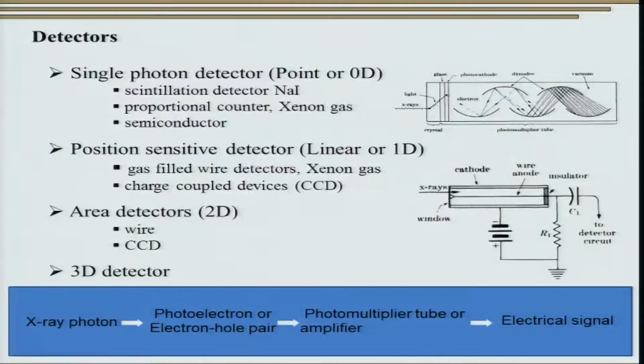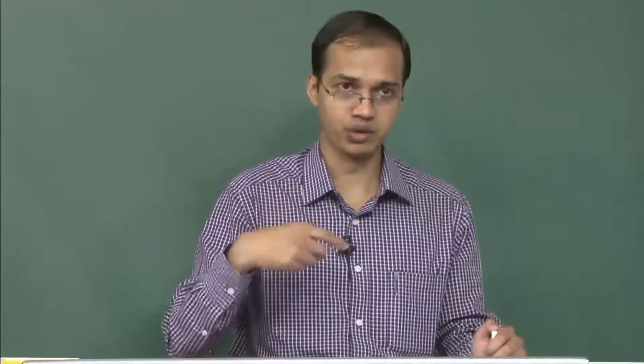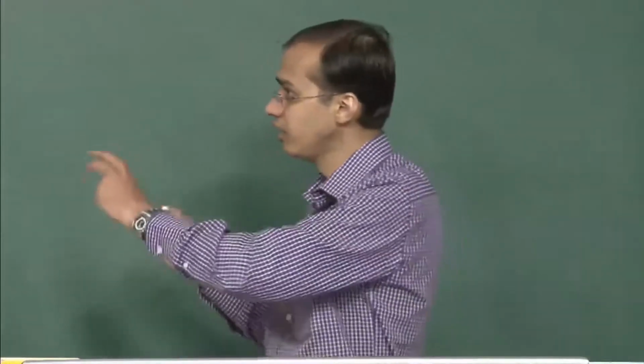crystal. We can also use what are known as proportional counters with xenon gas, where the interaction of the X-ray with the gas leads to the formation of a photoelectron, which can be amplified to obtain current. Another important type is semiconductors. In a semiconductor detector, once the X-ray interacts with the semiconductor, we get an electron hole pair and therefore a current which is directly proportional to the number of X-ray photons hitting your detector. So, the detector can give us information in a single dimension, or what is known as a 1D detector.